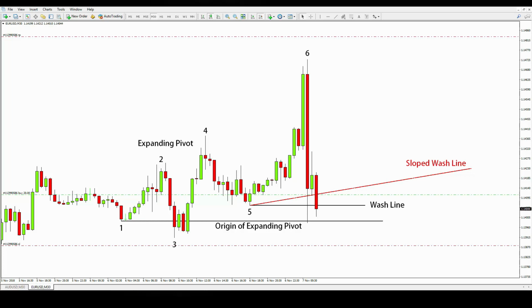The position you see on the chart was opened at the third touch of the red sloped wash line simply because it is the line that was tested the largest number of times with success. The stop was placed below low number 3, and the target is simply the multiplication of the stop by 3 to give us a nice risk and reward ratio. Low number 3 seems to be a better choice for a stop due to the volatility of candle 6 and the fact that we have an expanding pivot formation on the chart. Let's see how the market develops.